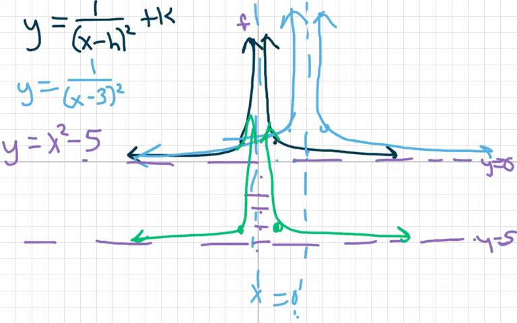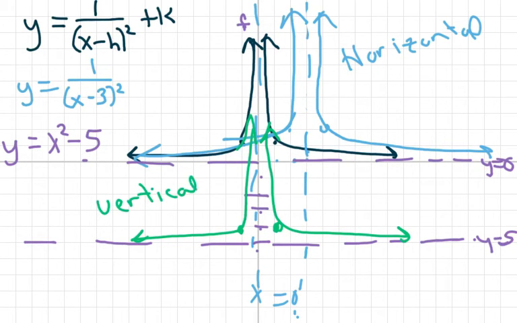I know it's a mess, but it'd probably be better if you did it on separate sheets. So the blue was the horizontal shift, and the green was your vertical shift down. Vertical shift down by 5. And this was a horizontal shift to the right by 3 units.